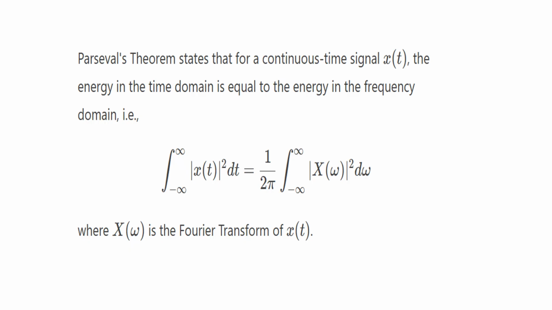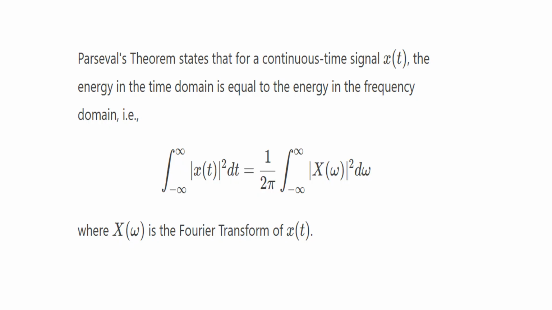Parseval's theorem states that for a continuous time signal, here mentioned as x of t, the energy in the time domain is equal to the energy in the frequency domain. That is given as the integral from minus infinity to infinity of modulus of x of t the whole square dt, which is equal to 1 by 2 pi times the integral from minus infinity to infinity of modulus of capital X of omega the whole square d omega. Here dt is the time domain and omega is the frequency domain, where capital X of omega is the Fourier transform of x of t.